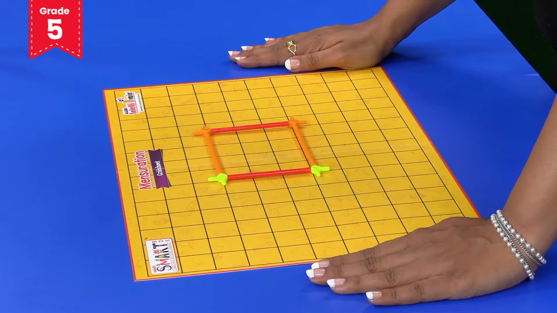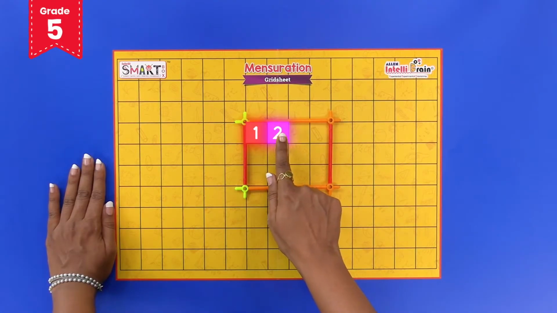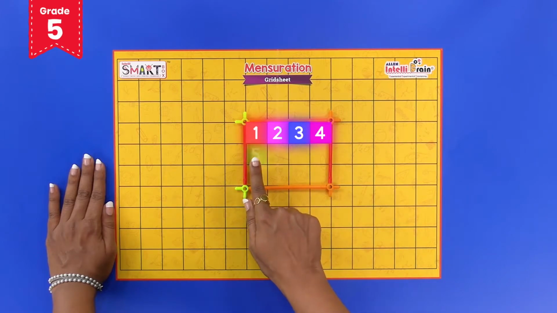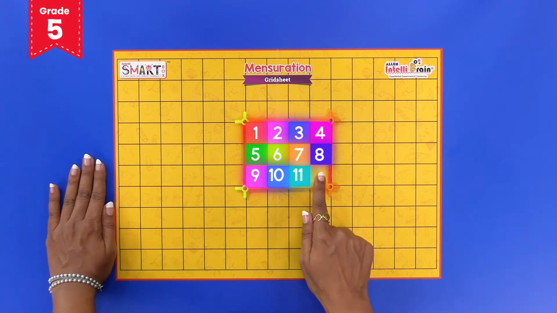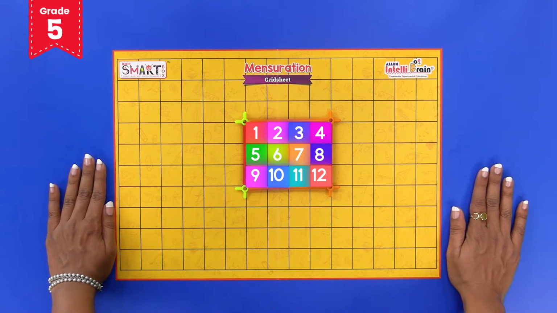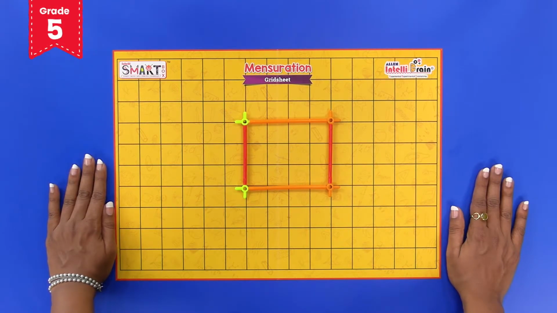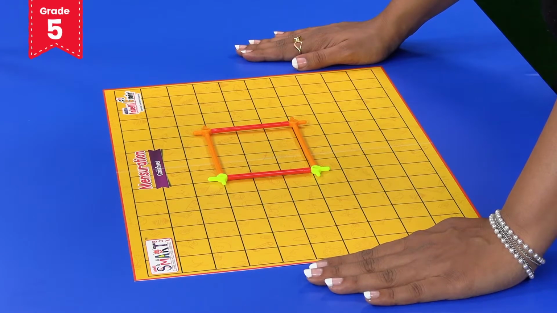Let's count them. 1, 2, 3, 4, ... 11, 12. There are a total of 12 complete square cells inside the rectangular shape. Area of each square cell is 1 square unit. Therefore, the area of this rectangular shape will be 12 square units. Observe that we have calculated the area of this rectangular shape without using the formula.